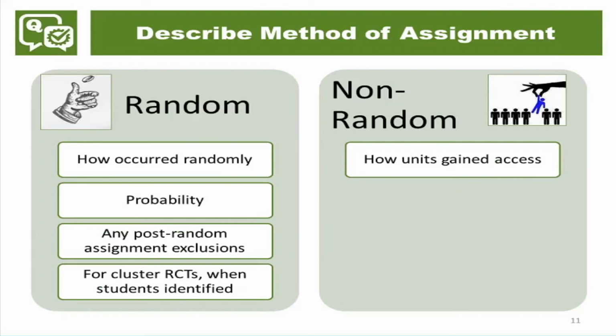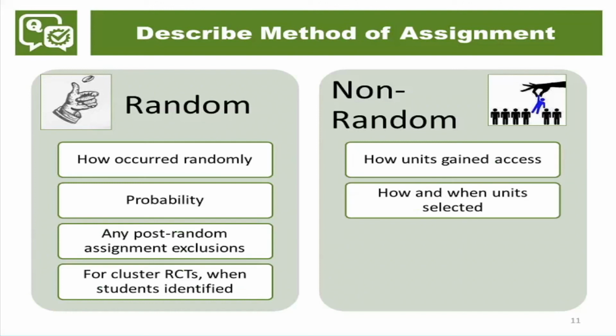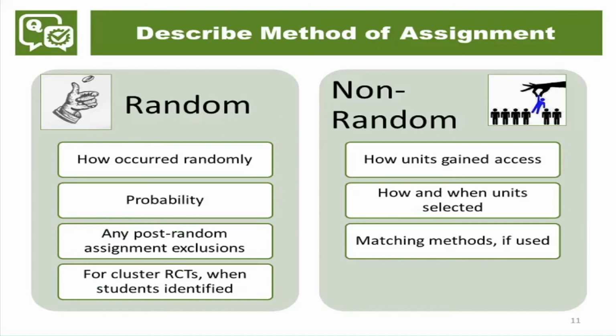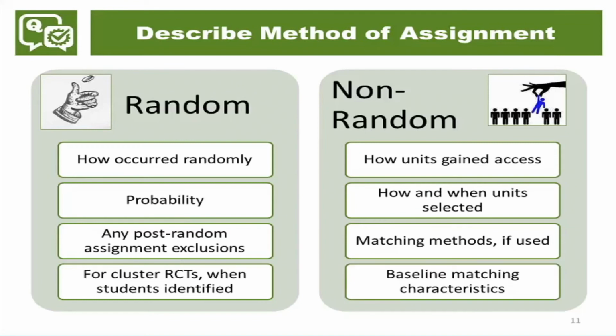For QEDs, you need to describe how the individuals and/or the clusters gained access to the intervention, and how and when units were selected for the treatment and comparison conditions. You need to describe the matching methods that were used to select the comparison group, if they were used, and identify the baseline characteristics that were used for matching.